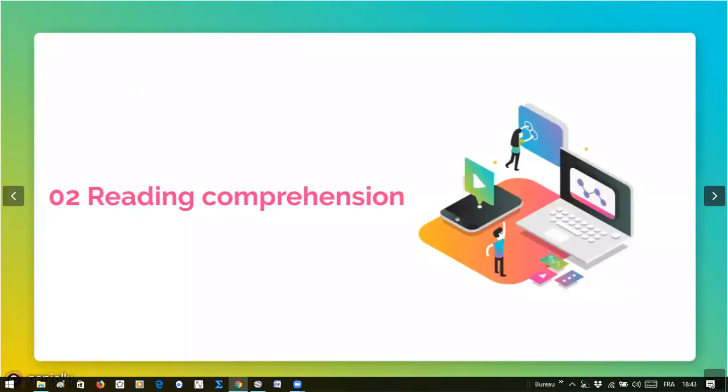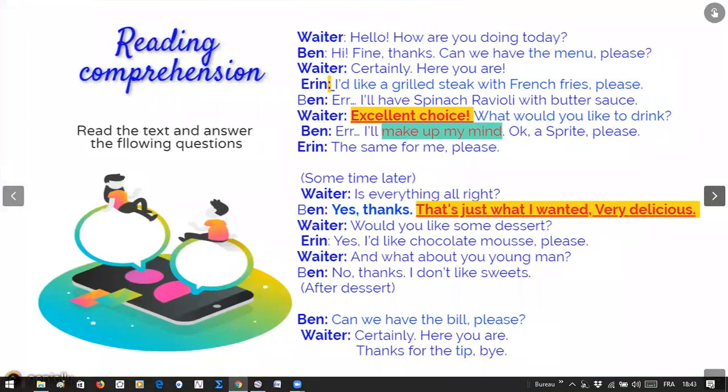Reading comprehension. All right. Now, I'd like you to pause the video a bit so that you can read clearly and slowly. Now, you may pause the video. Now, Khalil, if I ask you, what is this text? It's a dialogue. Great. Where? At a restaurant. How do you know it is at a restaurant? Because there is a waiter. Good. And Ben and Erin are customers. And of course, they are ordering the meals.